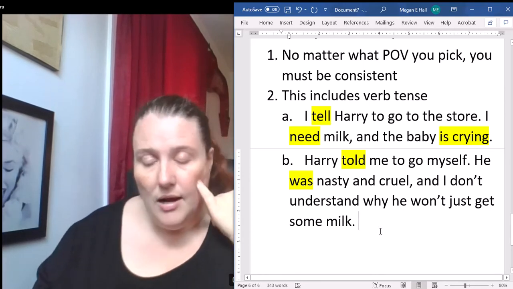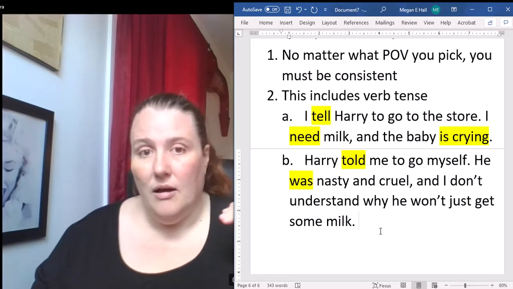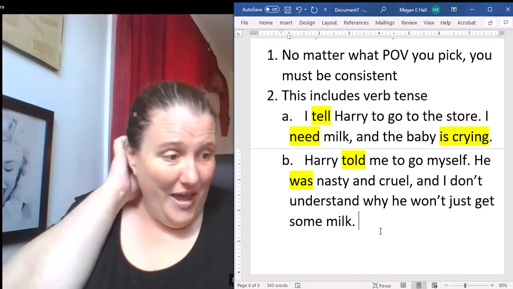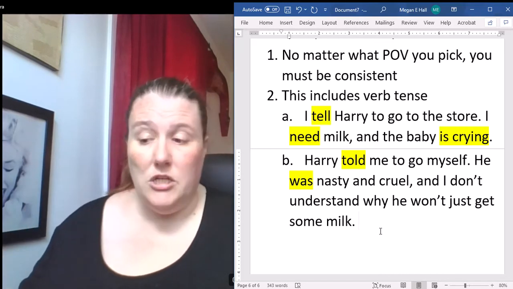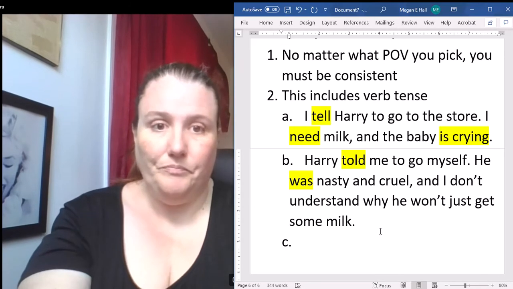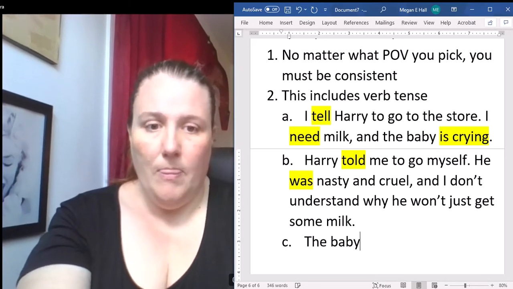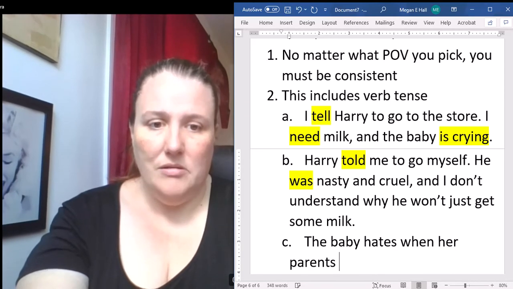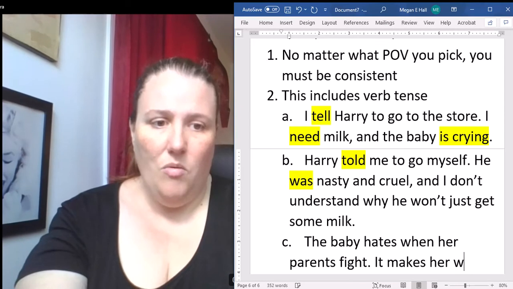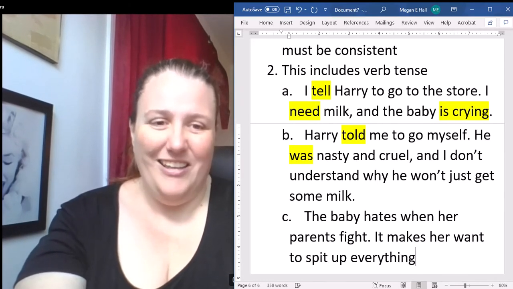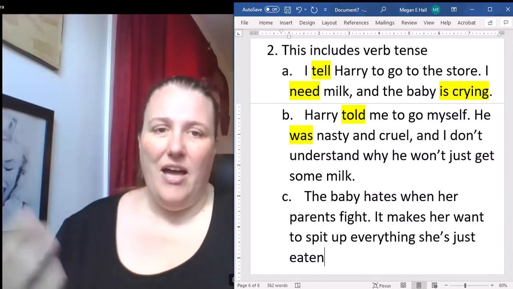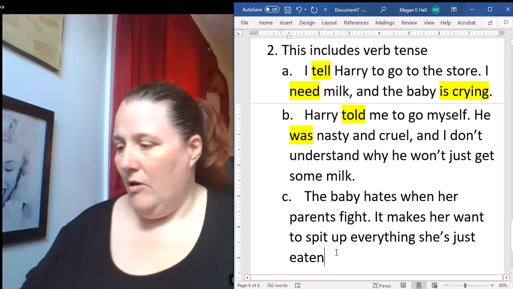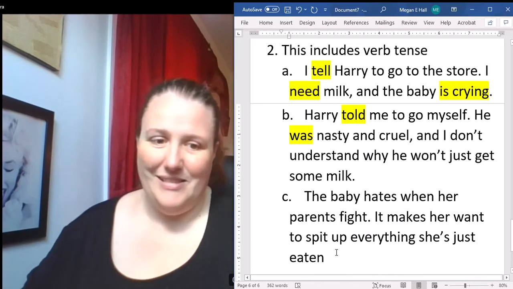And similarly, you cannot switch point of view. You can't have it be first person, and then all of a sudden we hear what the table thinks of this argument. Or we could maybe observe a baby crying, but we couldn't have the next sentence be, "The baby hates when her parents fight. It makes her want to spit up everything she's just eaten." We can't have that if it's from the "I tell Harry" point of view, okay? So it needs to be consistent.